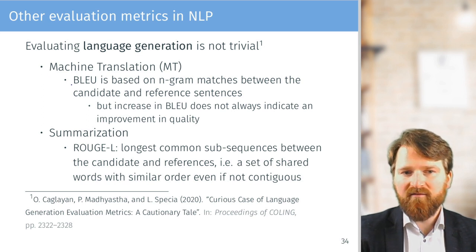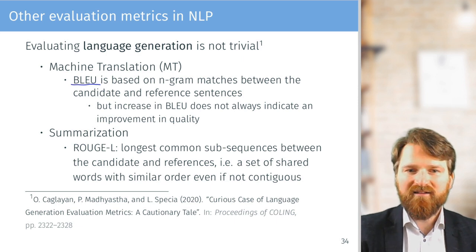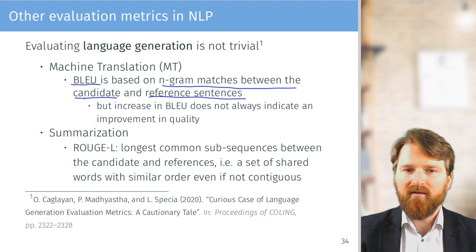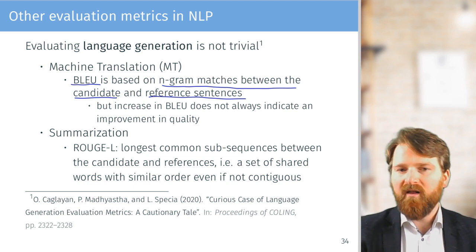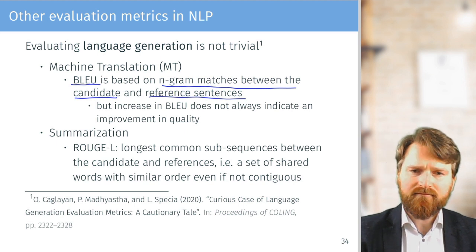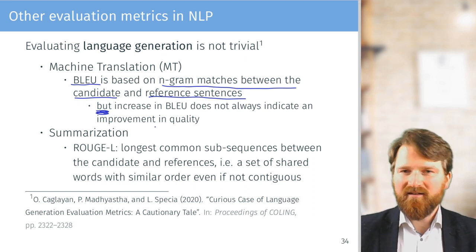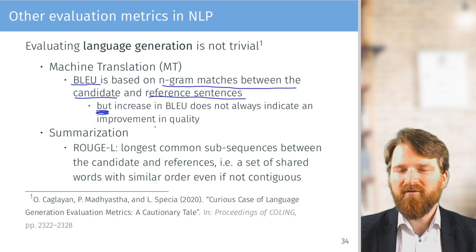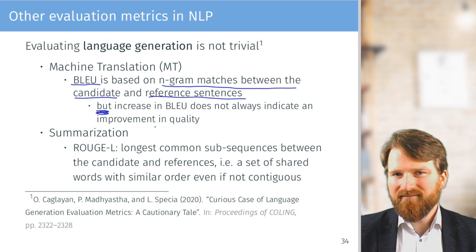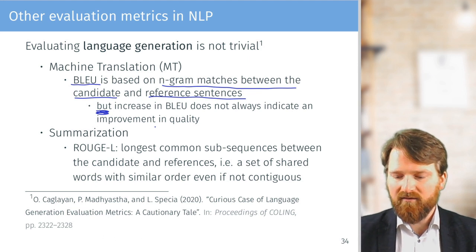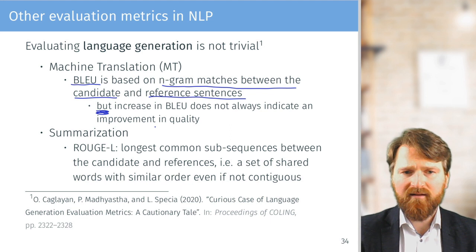In machine translation, there is this very famous score called BLEU, and it's based on n-gram matches between the candidate and the reference. The reference is what you're given as gold standard data, and the candidate is what your system generates or translates. It's based on the overlap of word tuples, so n-grams. But increasing the BLEU score is not always an indication that you're improving the quality. If you're optimizing only for BLEU score and getting better and better, it doesn't have to correlate with human perception that you are doing any better. So you're optimizing a metric, but maybe not what humans see as a performance improvement.